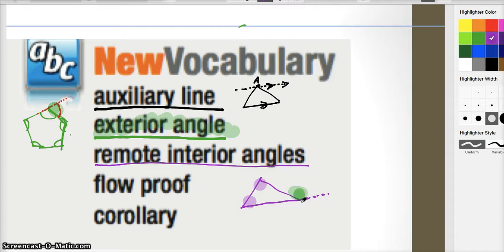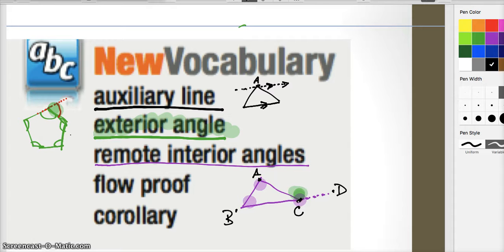So let me use a pen with a dark color. Let's call this C, and let's call this A, and let's call this D over here, and let's call this B. So what I want to say is that angle ACD has as remote interior angles to it angle CAB, or angle A, and angle ABC, or just angle B. Does that make sense? These are remote interior because it's remote, far away, and interior.